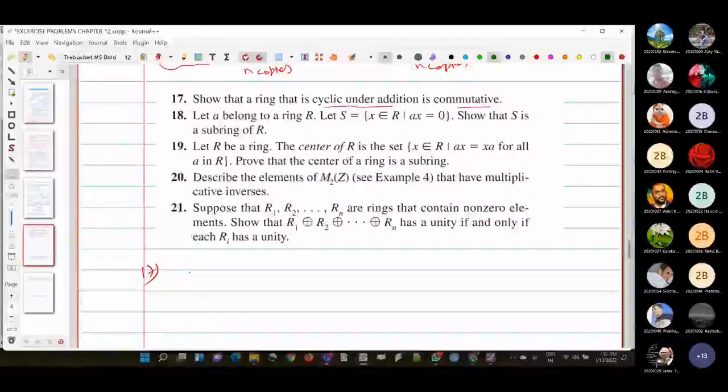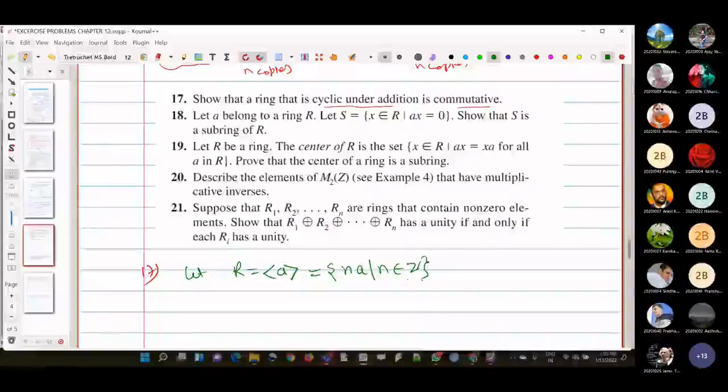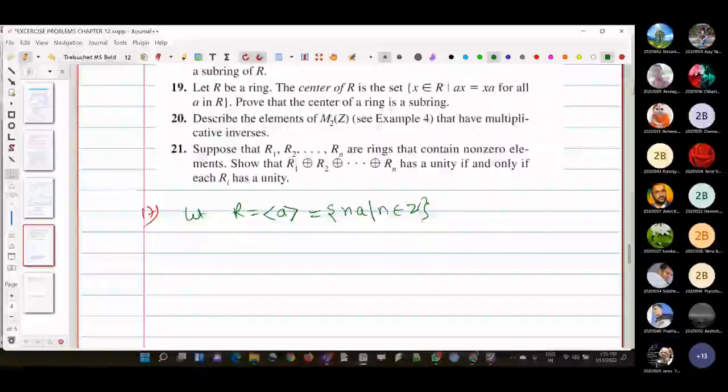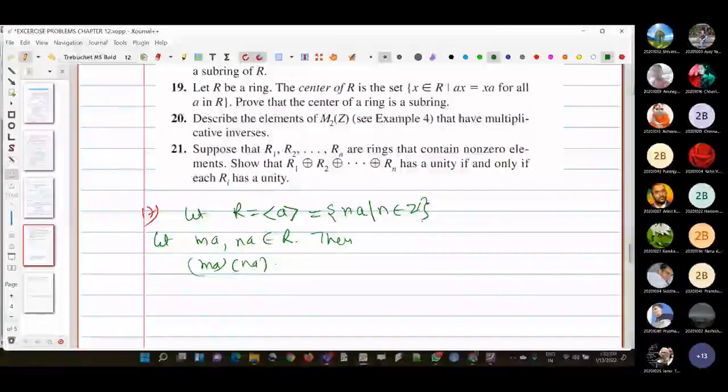It is given that R is cyclic. So let R be a ring, and because it is cyclic under addition, it should be generated by some element a, so the elements in this ring should be of the form n times a, where n belongs to the set of integers. So we can take any two elements: let ma and na belong to the ring R. Then we can take their product, ma times na.